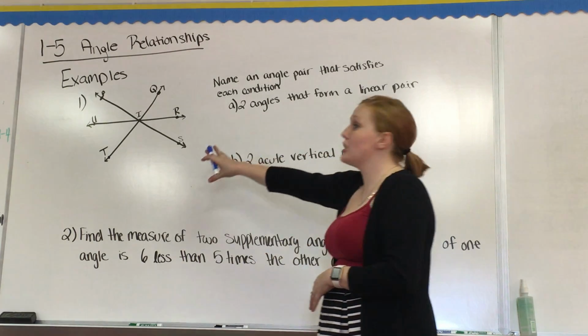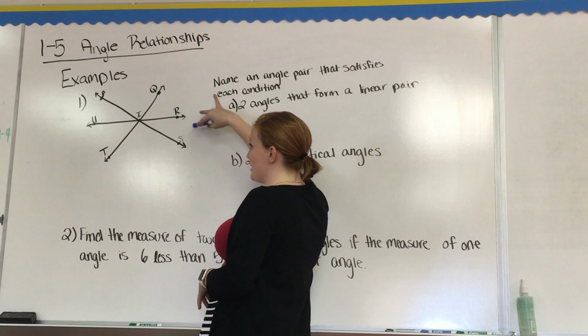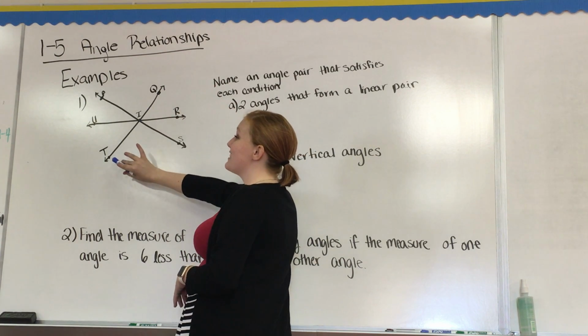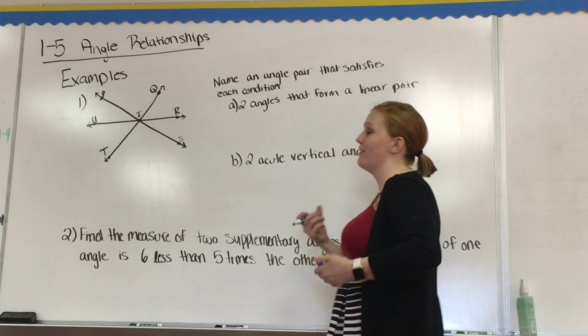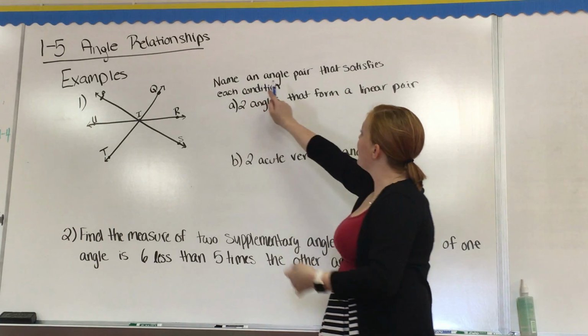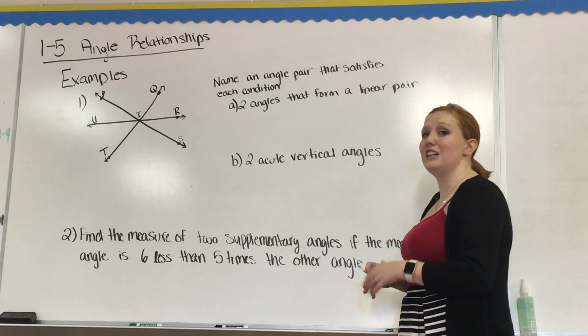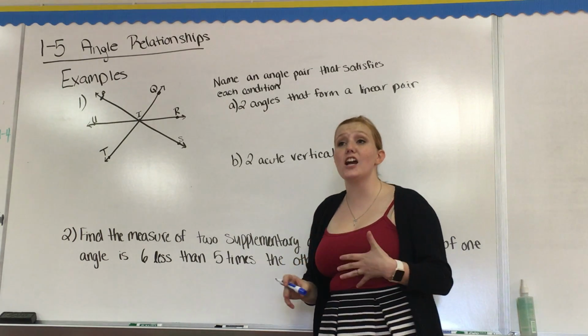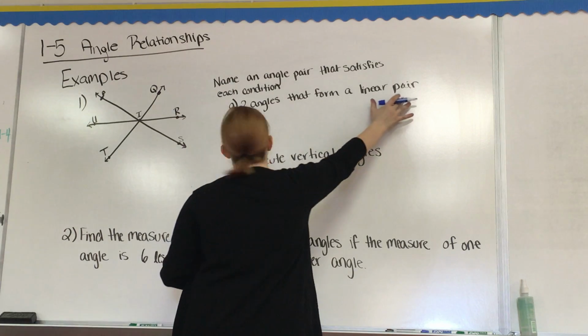So first off, I drew this picture. We have P up here, Q over here, R over here, S here, T here, U here, and I is the vertex, that middle point of the intersection of all the lines. And up here it says, name an angle pair that satisfies each condition. So we need an angle pair. Remember, a pair is two angles. So we need two angles that form a linear pair.